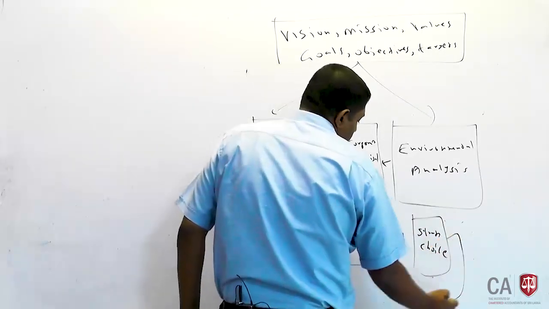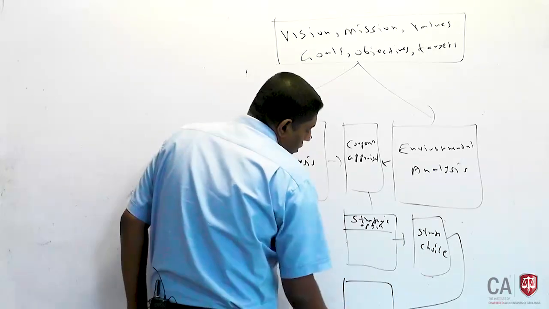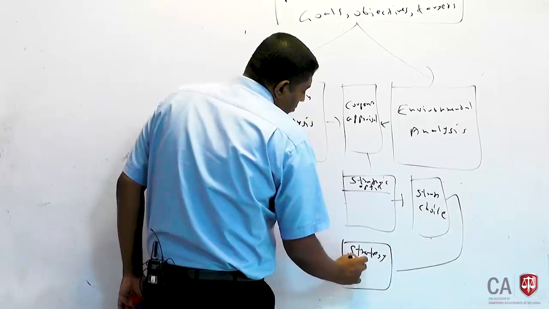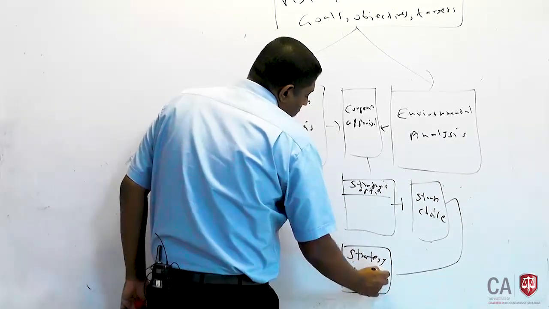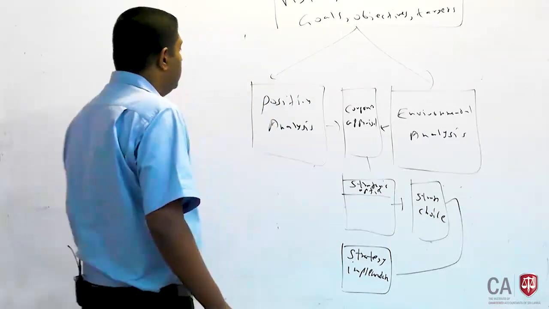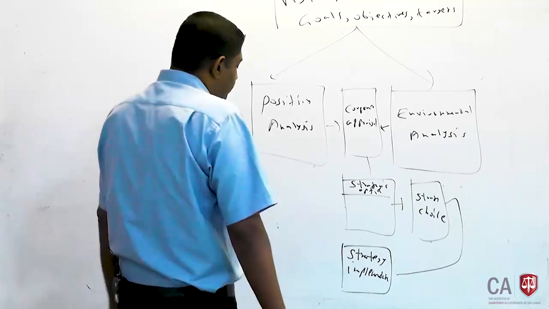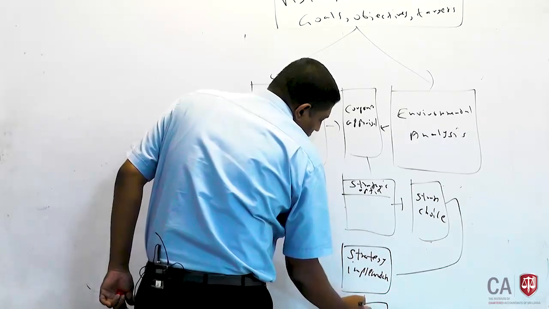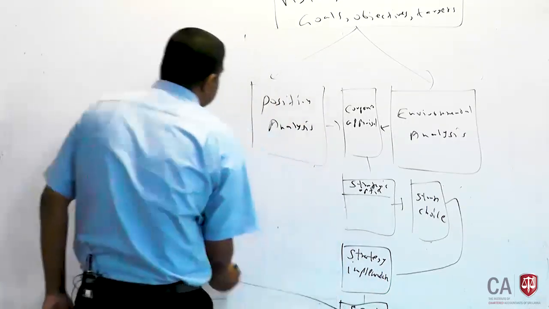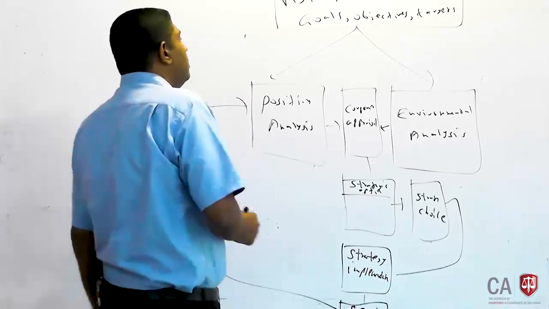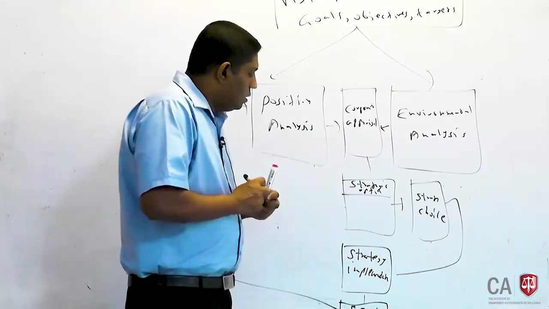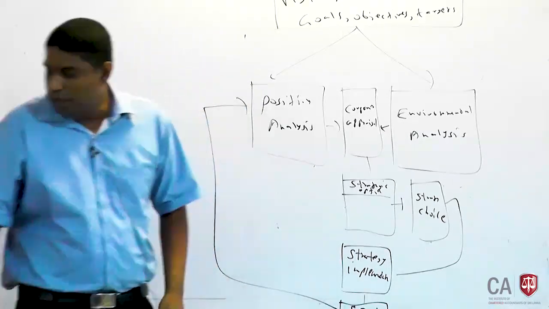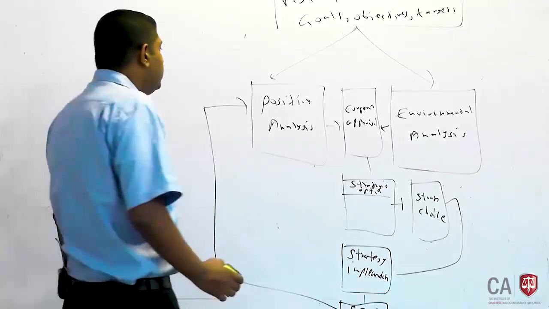Now the next one is strategy implementations. Then the final one is actually strategic control. It is connected here again, right? You remember the model. So I'm moving to discuss strategy implementations, and along with that, I will discuss strategic control also with you.